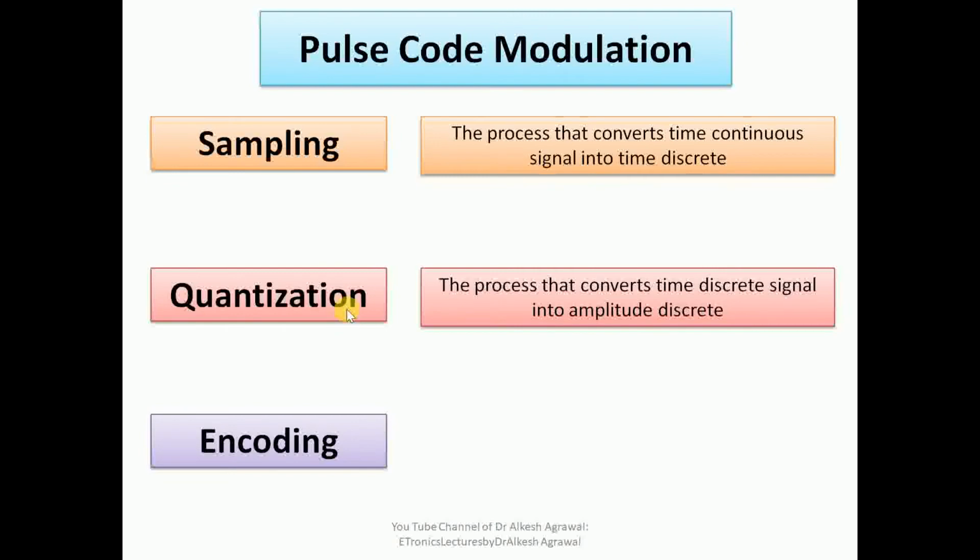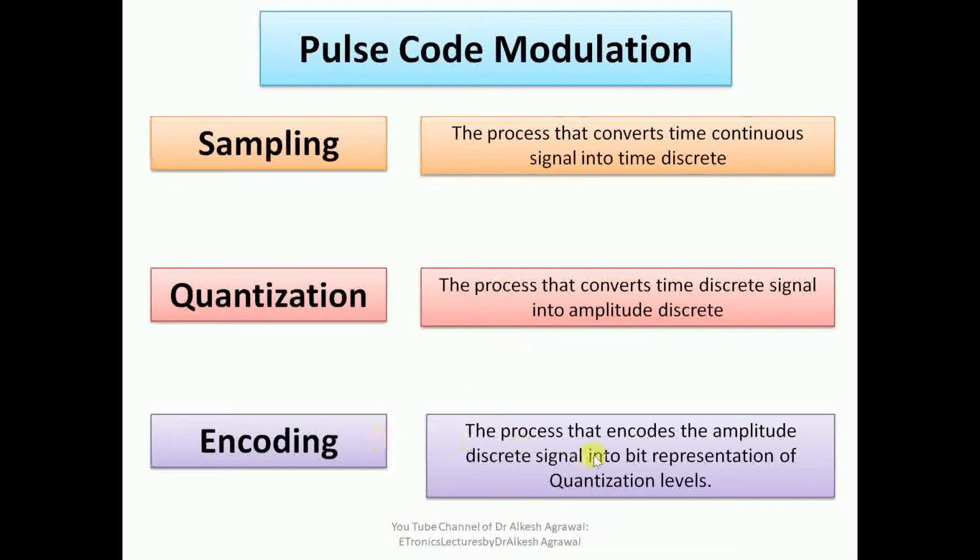Then quantization. After sampling, what we do is quantization. The time discrete signal is made amplitude discrete. So in the quantization process, we fix the amplitude levels also, whereas in the sampling process, we do not have any constraint on amplitude. In a quantized signal, we do have a constraint over amplitude too.